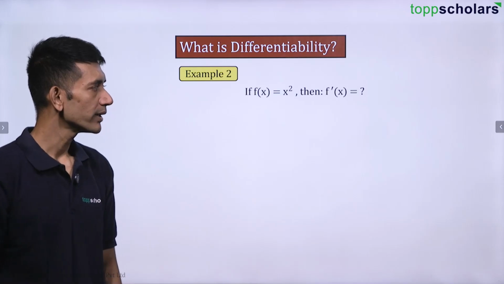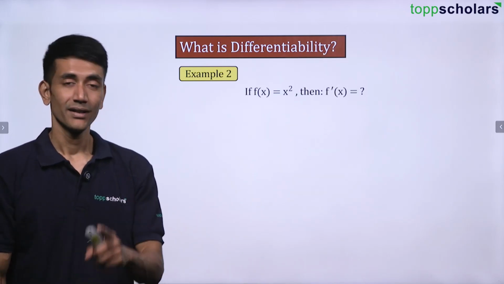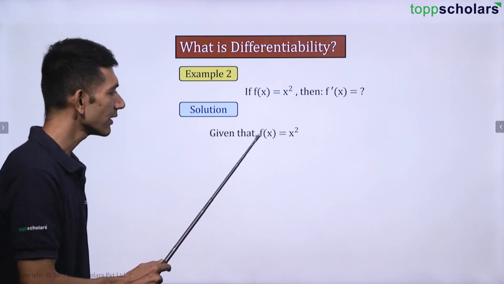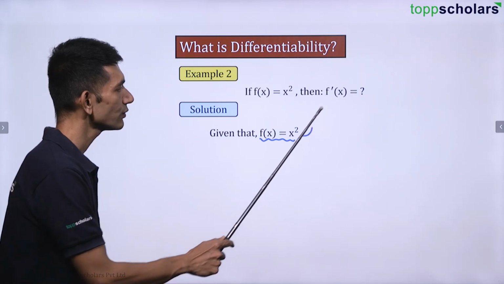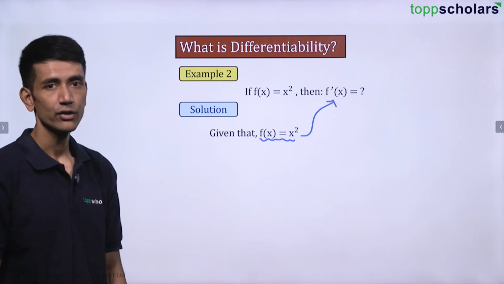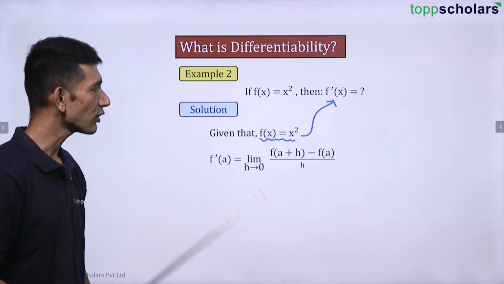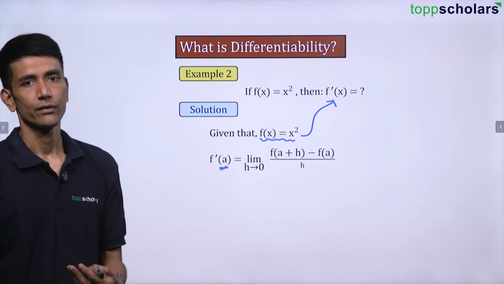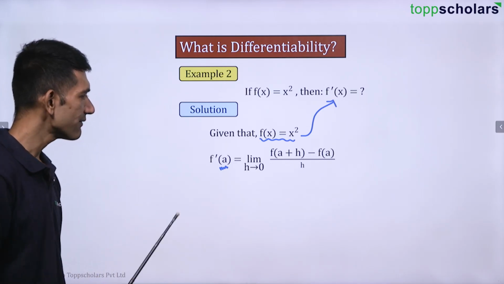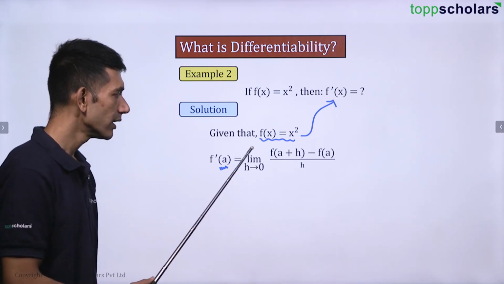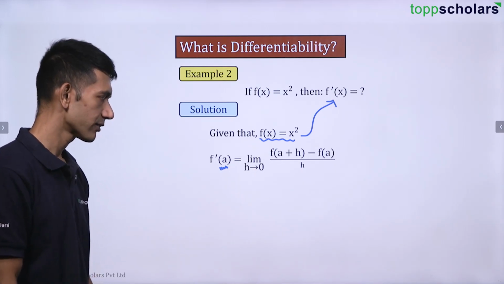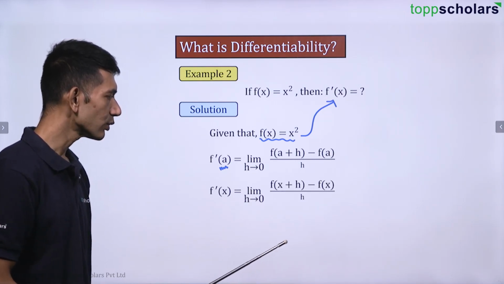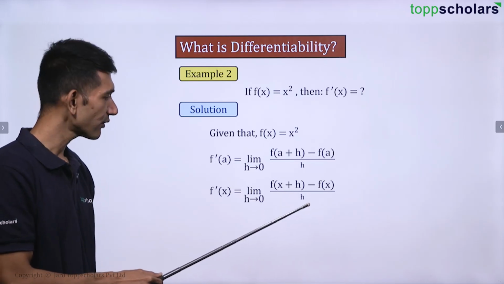If f(x) is x square, then what is f dash of x? Now, if you recall the first principle formula, we already know. The function is given, x square. We are supposed to find out f dash of x, that is the derivative of that function. We know that f dash of a is nothing but the derivative of f at a. f dash of a is limit h tends to 0, f(a plus h) minus f(a) by h, right? So let us solve this. That is going to be limit h tends to 0, f(x plus h) minus f(x) by h.